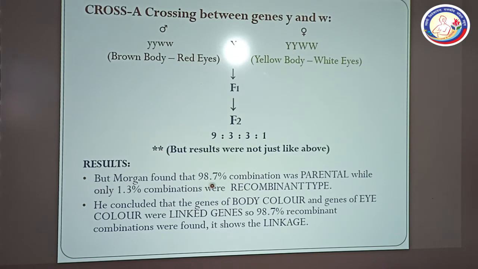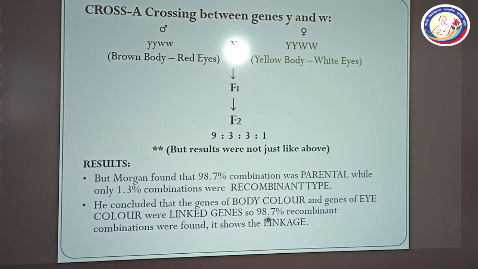But Morgan found that 98.7% combination was parental. Basically, the percentage of parental combination was higher than the Mendelian inheritance. It was almost 98.7%, while only 1.3% combinations were recombinant type. It means new results were only 1.3%. He concluded that the genes of body color and the genes of eye color were linked genes.